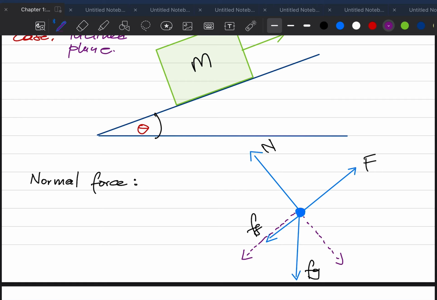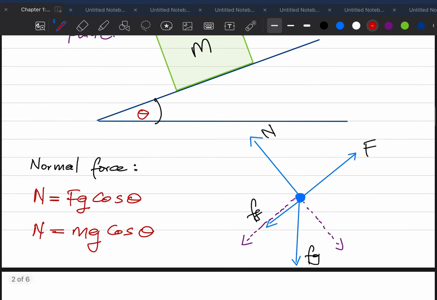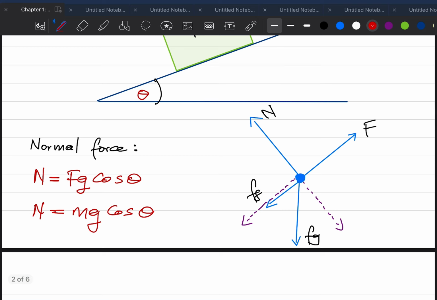So now for this case, on your inclined plane, the normal force is equal to Fg cos of theta. But we know that Fg is just equal to mg, so the normal force is mg cos of theta. This is your normal force when you are dealing with an inclined plane. So the normal force is equal to Fg cos of theta.